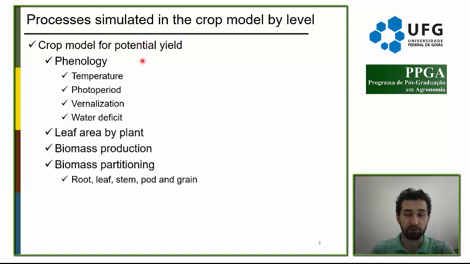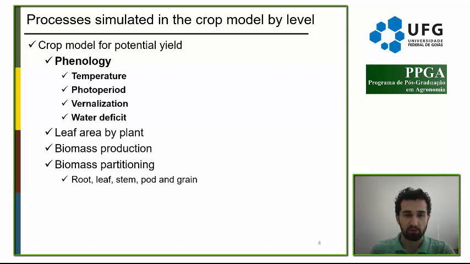So looking for this potential yield, we have these different processes that are simulating the model. This is a representation where this factor can be included. Some models have less process, some models have more process occurring or simulating. Here we'll look for phenology, leaf area by plant, biomass production, and biomass partitioning when you are looking for potential yield. After, you're gonna look for the water balance to affect the crop, and we also have in the book some chapter about nitrogen balance in the crop.